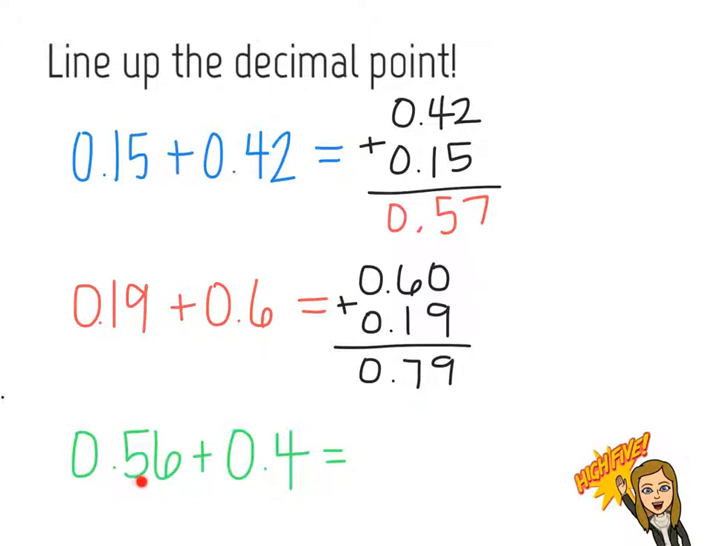All right, I have another one down here, 56 hundredths plus 4/10. 56 hundredths is larger, so I'll put that one on top. Plus the 4/10, line up the decimal. That opens up that gap at the end that I can fill with a 0. So 6 plus 0 is 6, 5 plus 4 is 9. Bring the decimal down, no whole numbers. So our answer here is 96 hundredths.